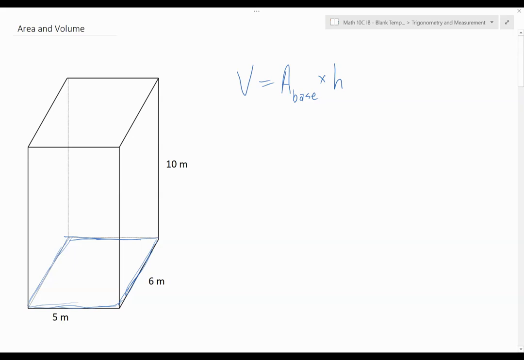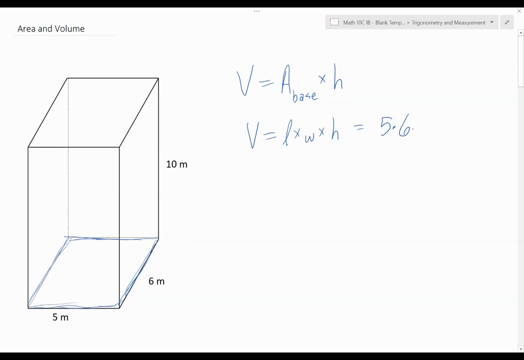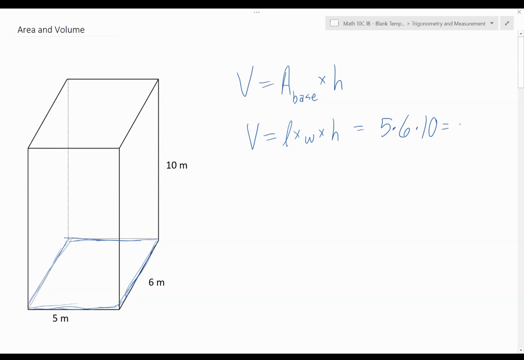I have a rectangular base here, so that is just the length times the width times the height, which in this case is just 5 times 6 times 10, which is going to be 300 cubic centimeters. So fairly straightforward on the volume.